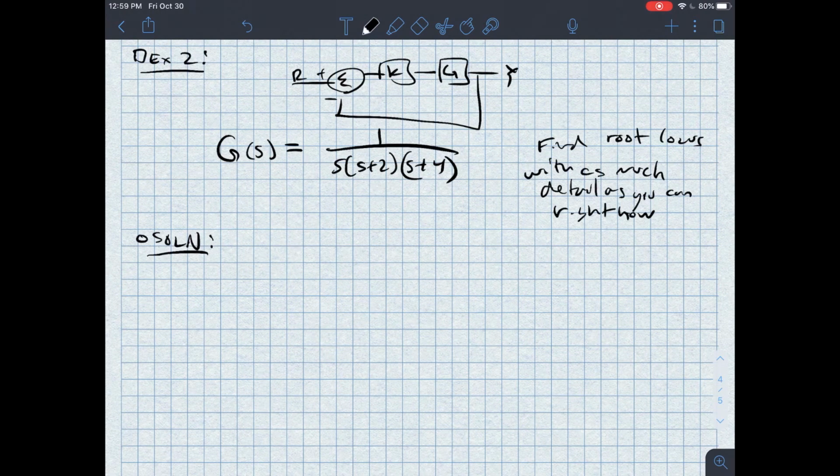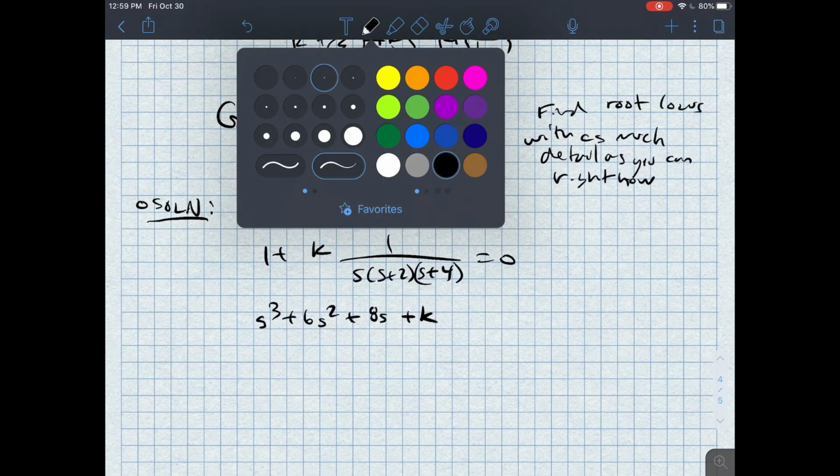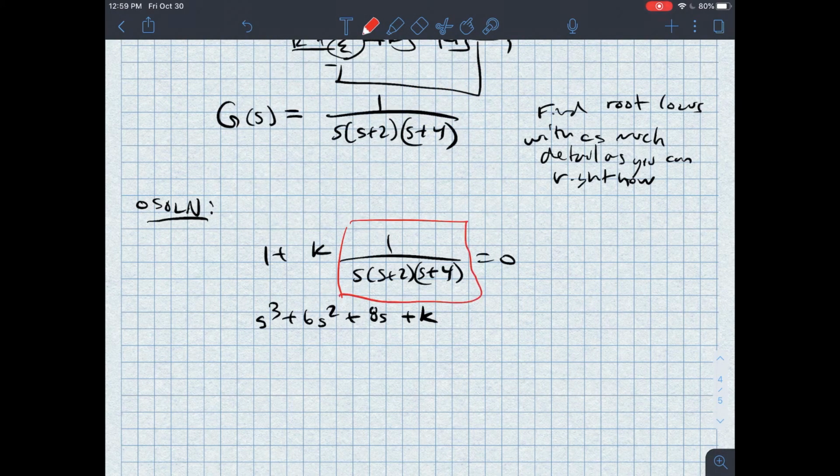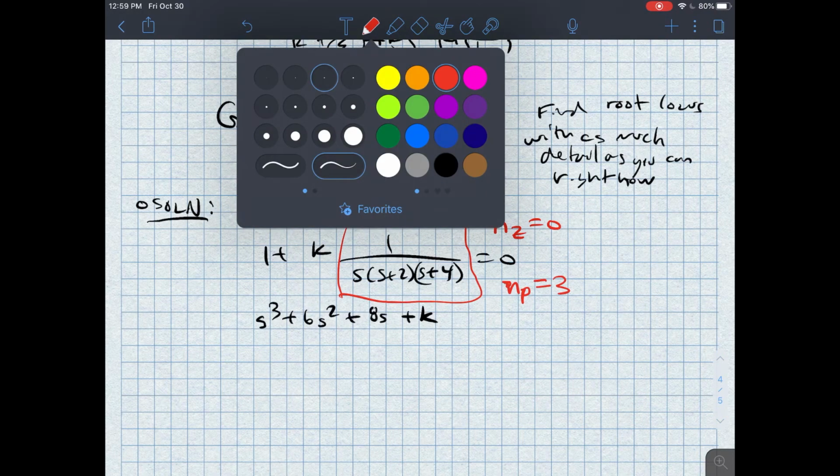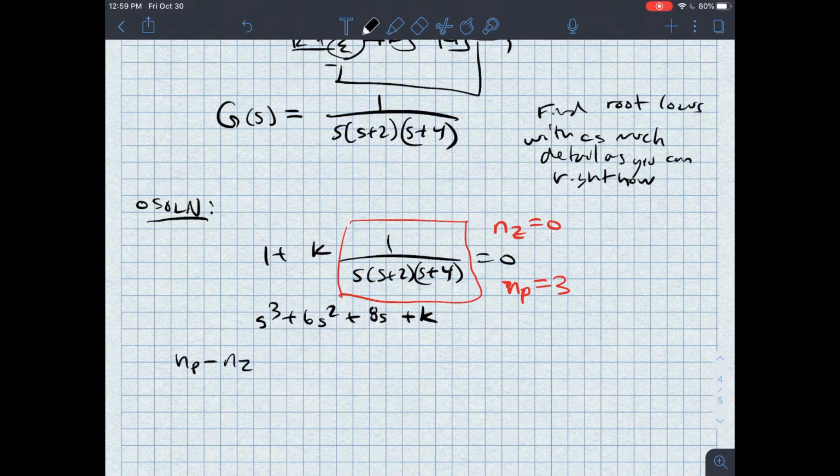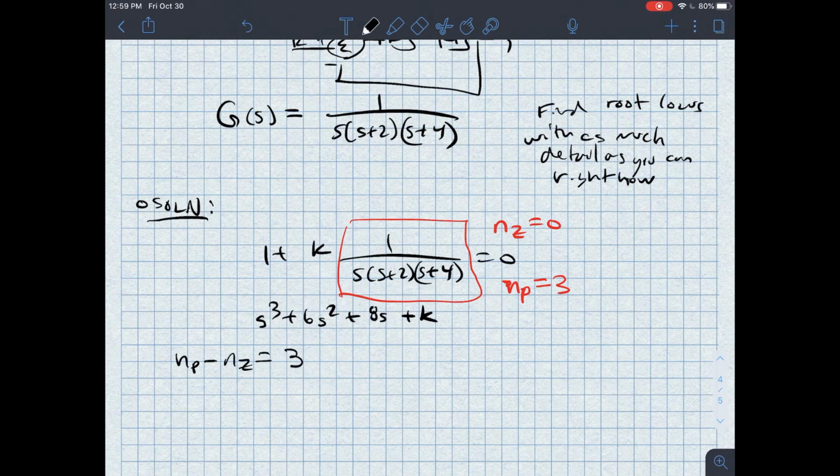The first thing I'll do is look at the characteristic equation. The characteristic equation is 1 plus K times 1 over S, S plus 2, S plus 4, equals 0. If I multiply that out, that gives me s cubed plus 6s squared plus 8s plus K. But if I look at this fraction right here, which I've boxed in, I see that there are 0 zeros and 3 poles. What that means is that NP minus NZ is equal to 3.